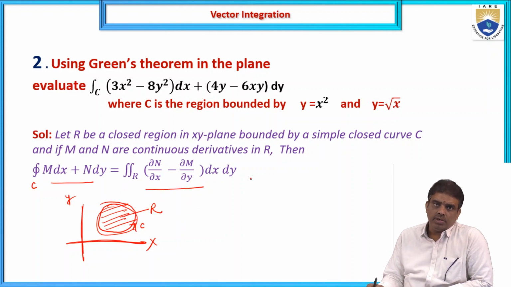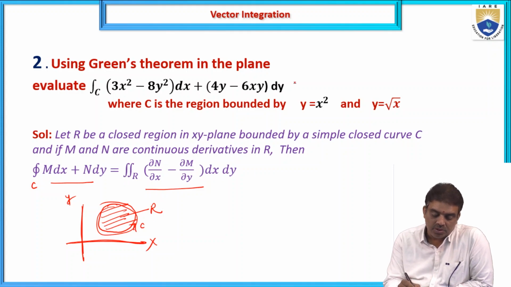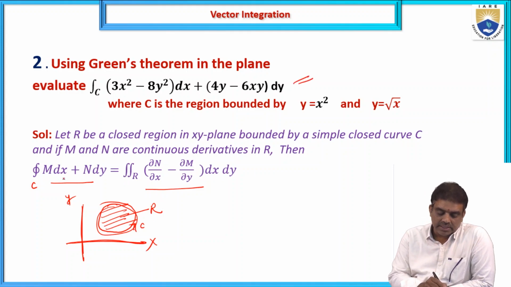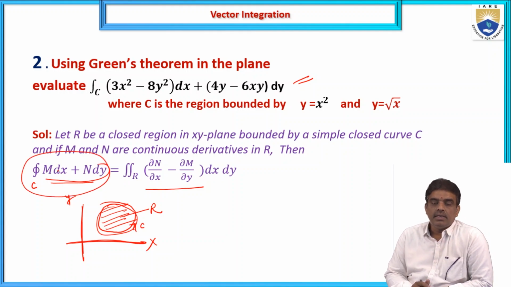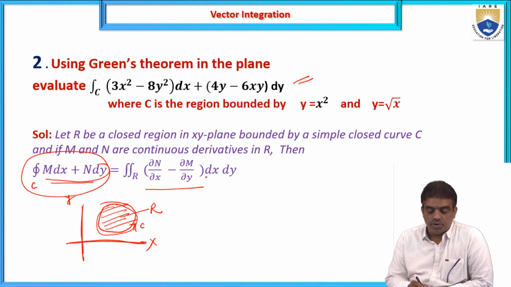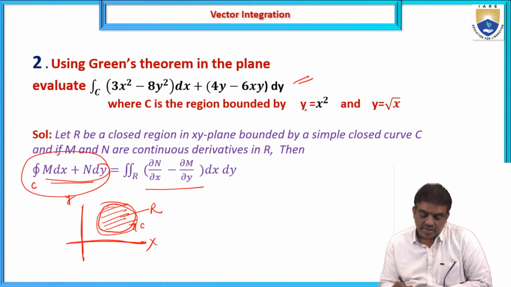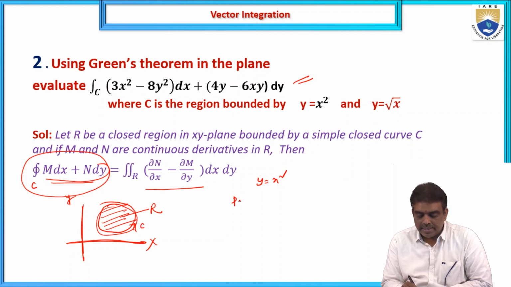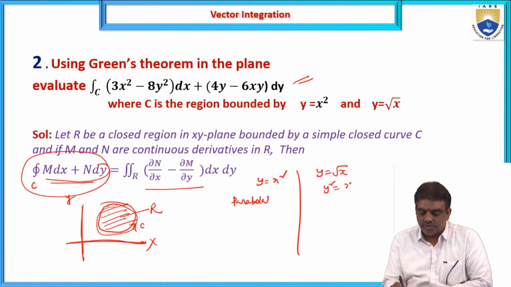Now what we have to do is use Green's theorem to evaluate this one. So to evaluate integral M dx plus N dy over the closed curve C, we can replace it by double integral over R of dou N by dou x minus dou M by dou y dx dy. And what is the region here? y is equal to x square and y is equal to root x. Y is equal to x square means it is a parabola. And y is equal to root x, that is y square is equal to x. This is also a parabola.